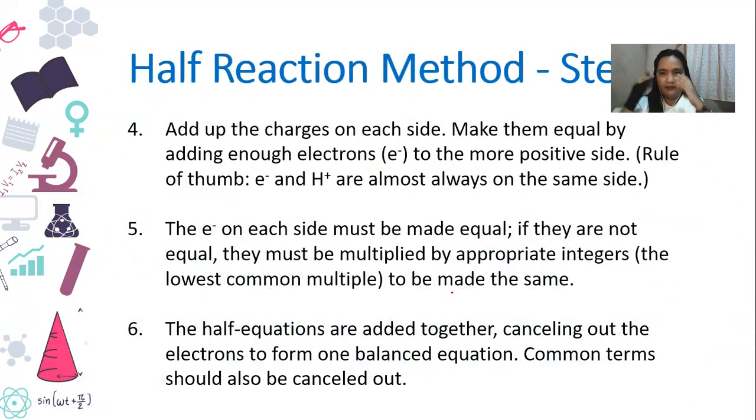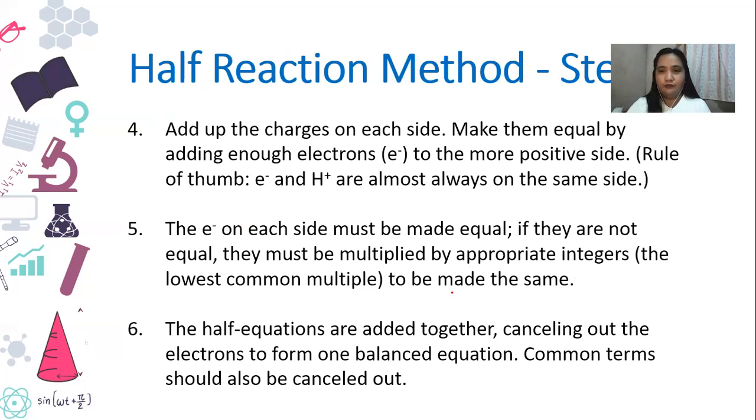So let's go back. First, do the half reactions. Second, balance the non-oxygen and the non-hydrogen elements. The third, balance oxygen. If there should be deficiency, what do you do? You add water. Balance the hydrogen. And then if there should be deficiency, you have to add hydrogen ions. And then next would be adding up the charges on each side. You make them equal by adding enough electrons to the more positive side.